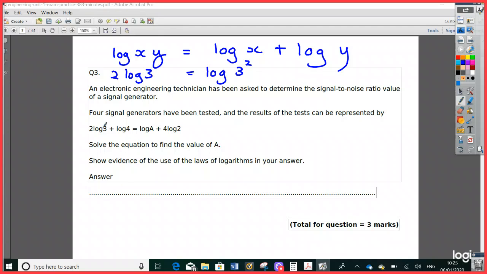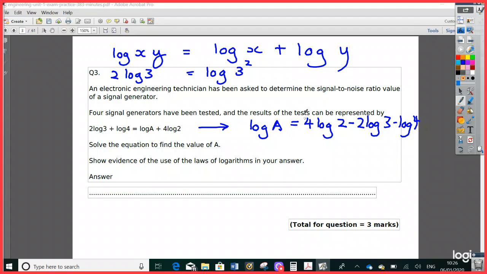What I'm going to do first is manipulate the left-hand side, and also move log a to one side as well. So the first thing I'm going to do is move log a to the left, and then I write 4 log 2 minus 2 log 3 minus log 4. Happy with that?